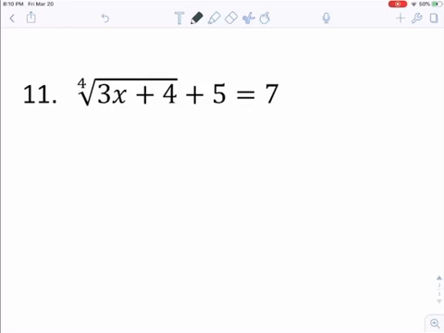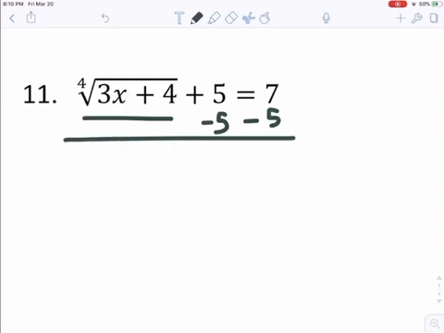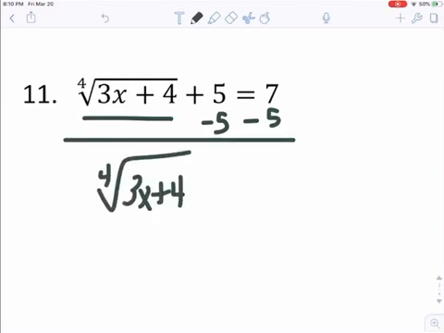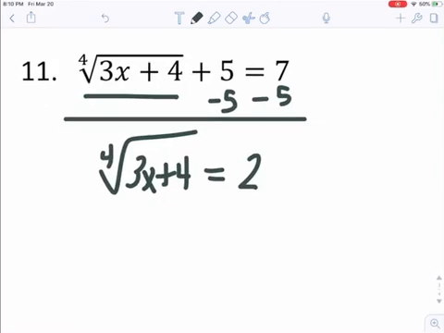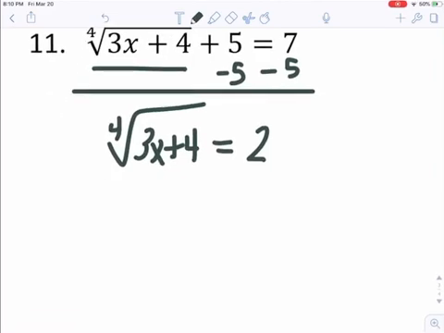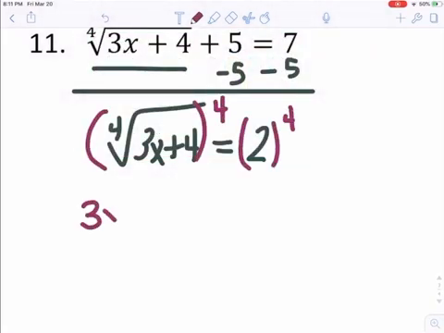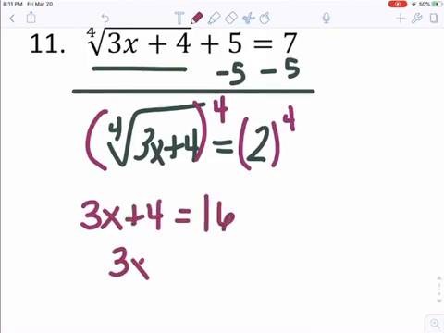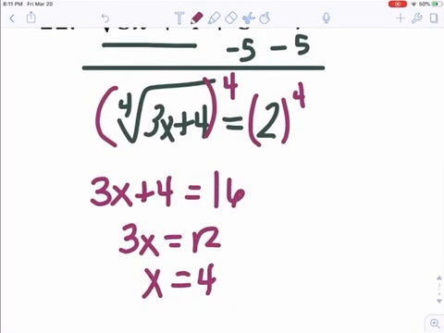Okay, need to isolate this radical, so I'm going to subtract 5 from both sides. So the fourth root of 3x plus 4 equals 2. Okay, now that it's a fourth root, guess what I have to raise it to? The fourth power. So that becomes 3x plus 4 equals 16. So x equals 4.